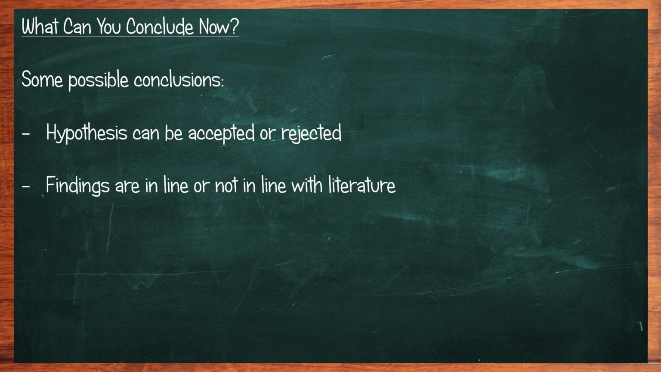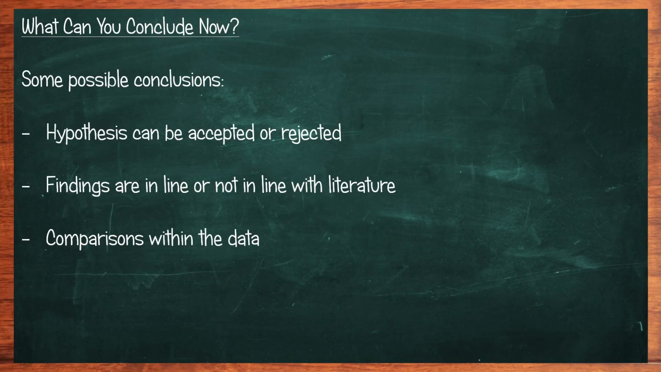You can also compare the results to literature. You can say, in accordance with source X, the results show that blah blah. Or counter to what Y is saying, the results show that blah blah. And you can compare within the data that you've gathered. For instance, if you ask people if they are from a certain part of the Netherlands, then maybe you will see that people from Brabant do things differently than people from North Holland. I don't know, but that's a possibility. And it might be relevant and it might not be relevant. So keep your conclusions to the relevant elements, of course.